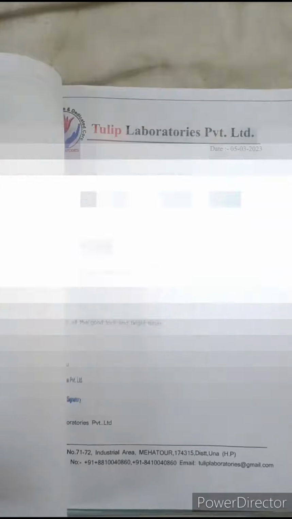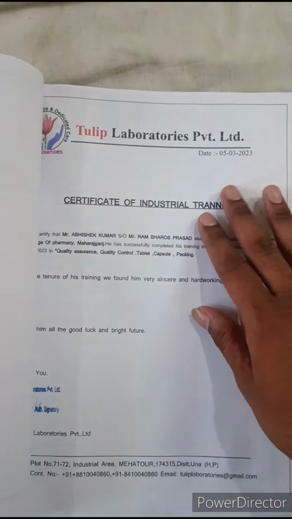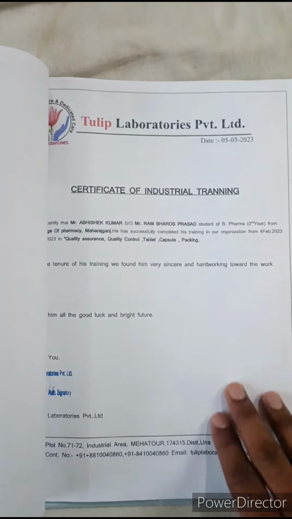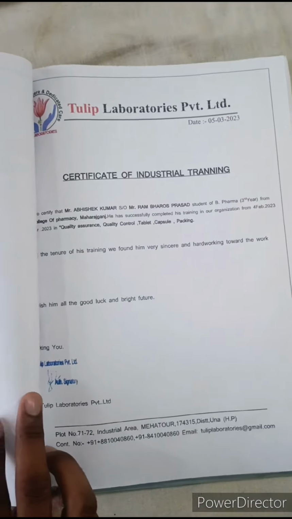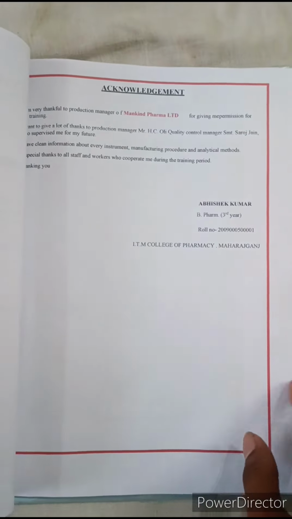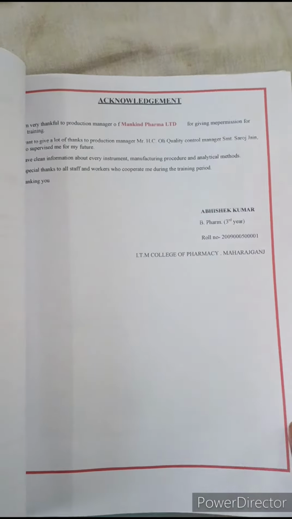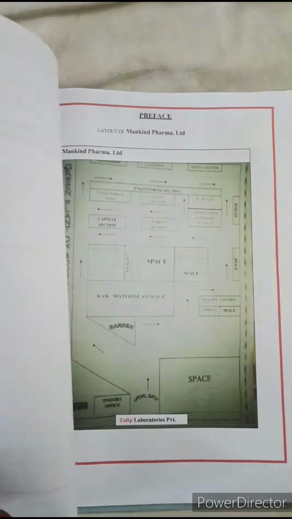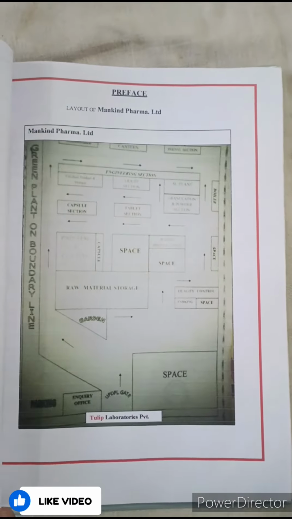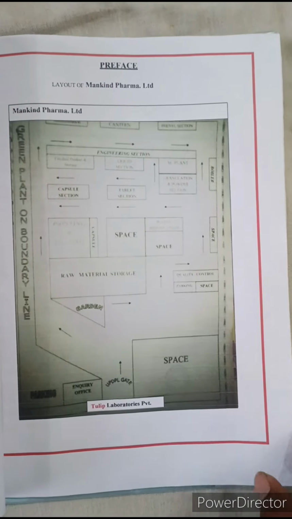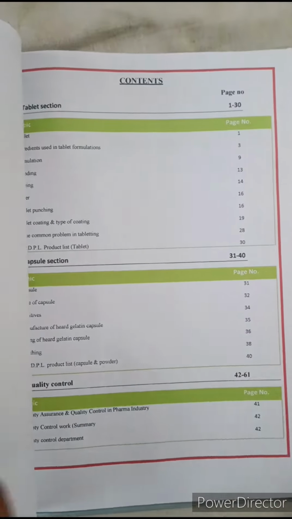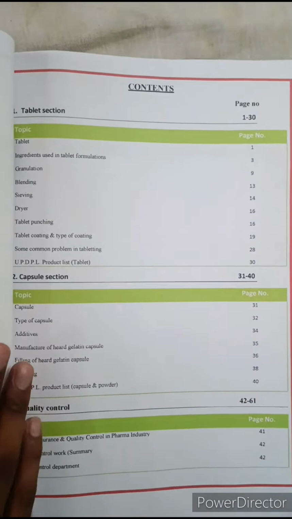After that you have the certificate of the 45 days training. So this is the training report. After that this is the acknowledgement. Actually I performed the industrial training at Mankind Pharma Ltd. So this is the acknowledgement, and this is the preface of your industry, that of Mankind Pharma, you can see very well.